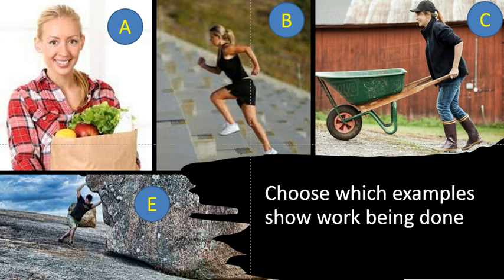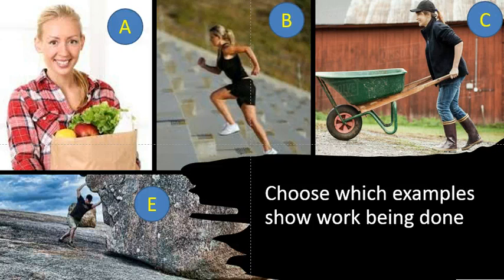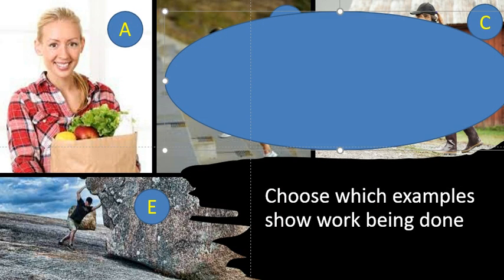All right, so when we look at this slide, choose which examples show work being done. Letter A, we have a person holding a bag of groceries, just holding it. B, we have someone running up a flight of stairs. C, we have someone pushing a wheelbarrow. And E, we have someone trying to push down a mountain, right? So which of these will you see work being done? And the correct answer would be A and B.